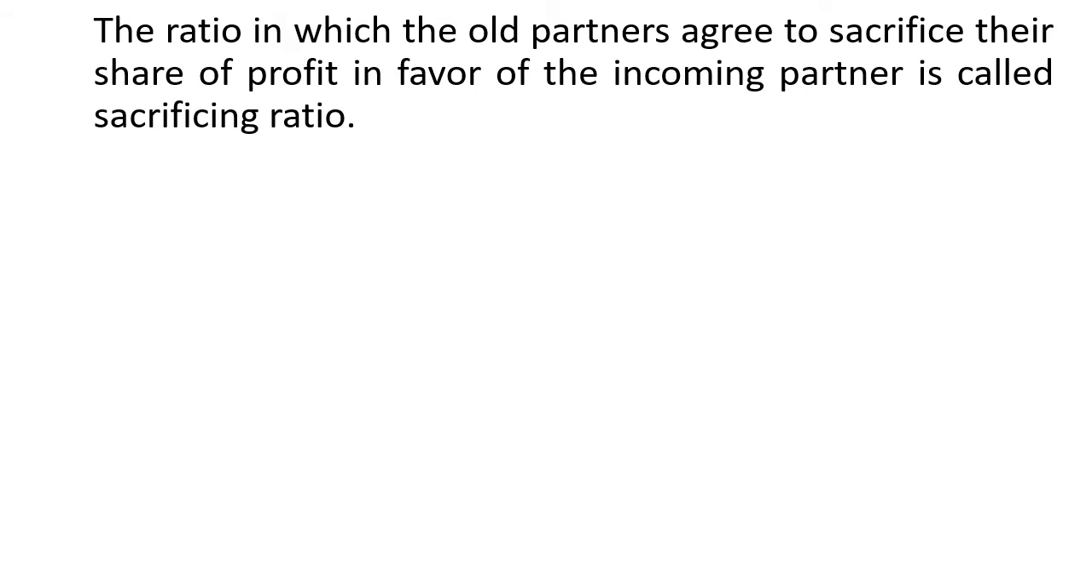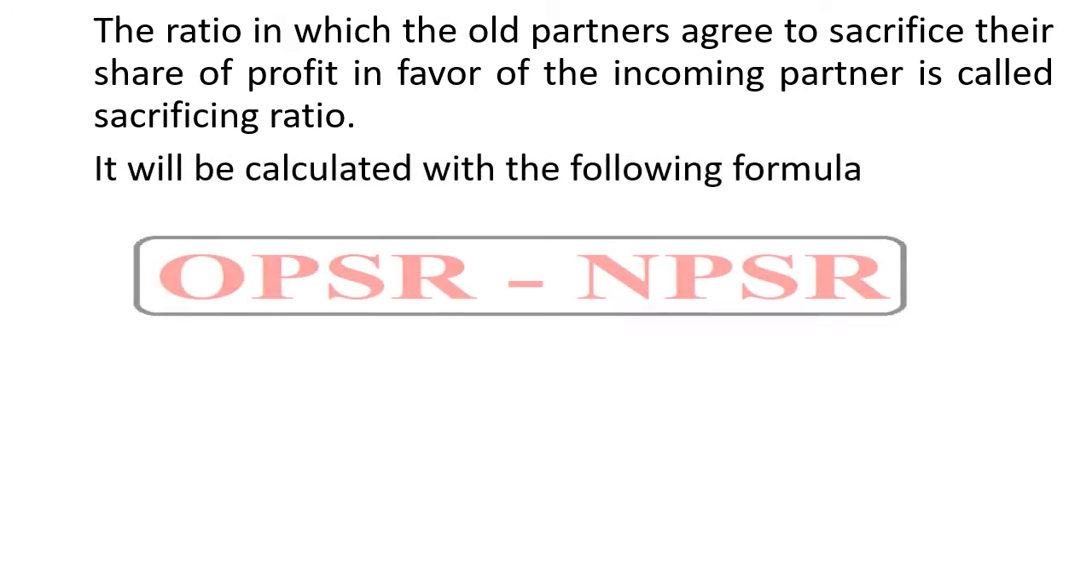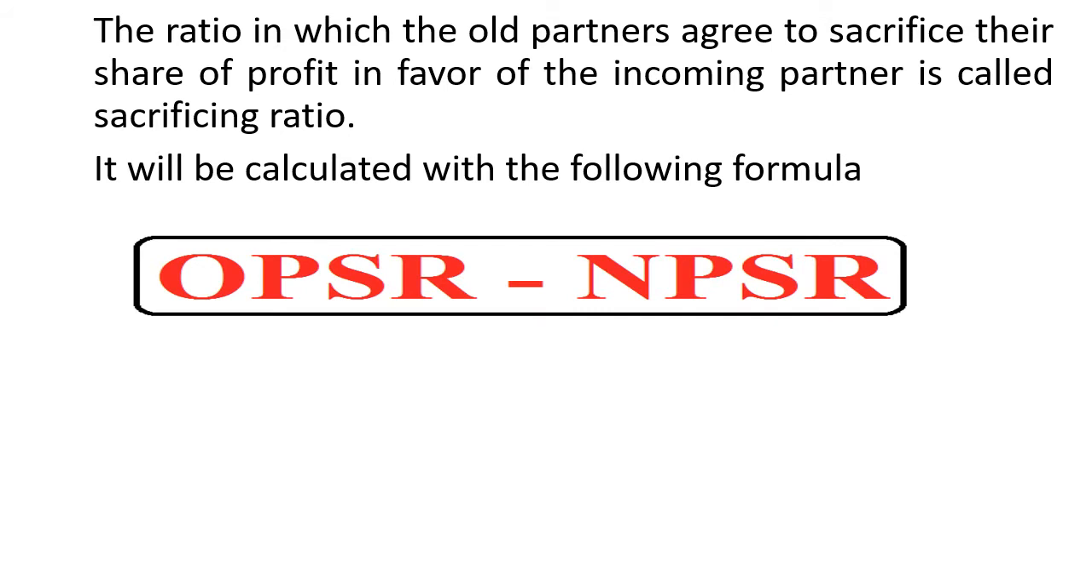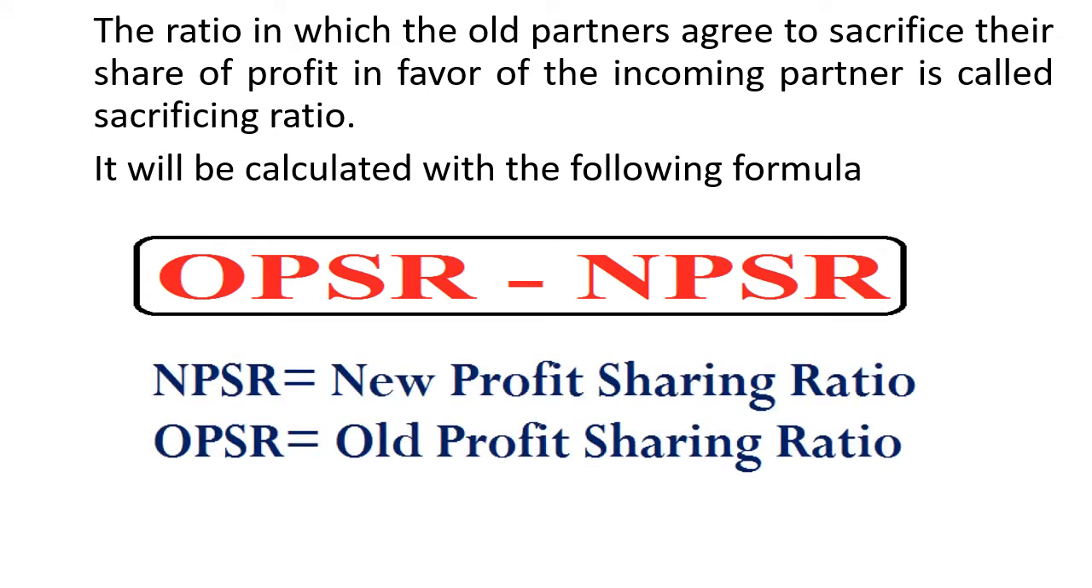What is the formula for calculation? It will be calculated with the following formula. The formula is OPSR minus NPSR, where OPSR stands for old profit sharing ratio and NPSR stands for new profit sharing ratio. Right? So by applying this simple basic formula, we can calculate the sacrificing ratio in the question.